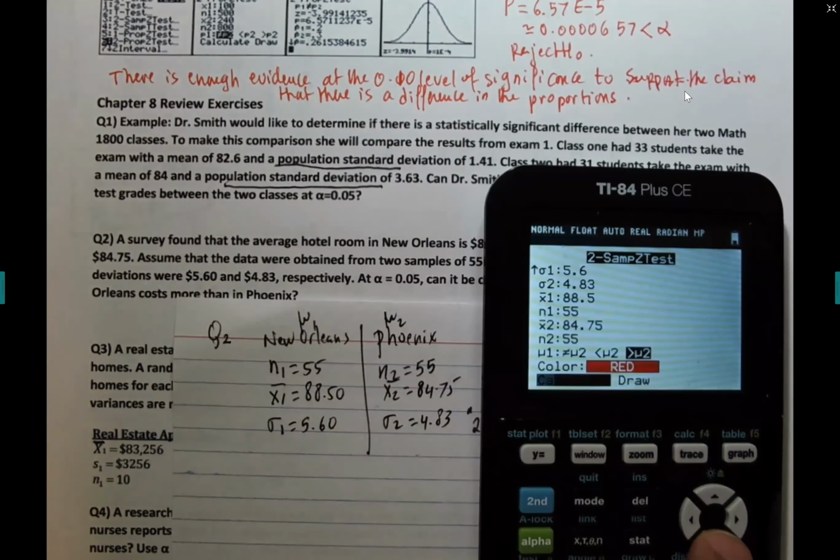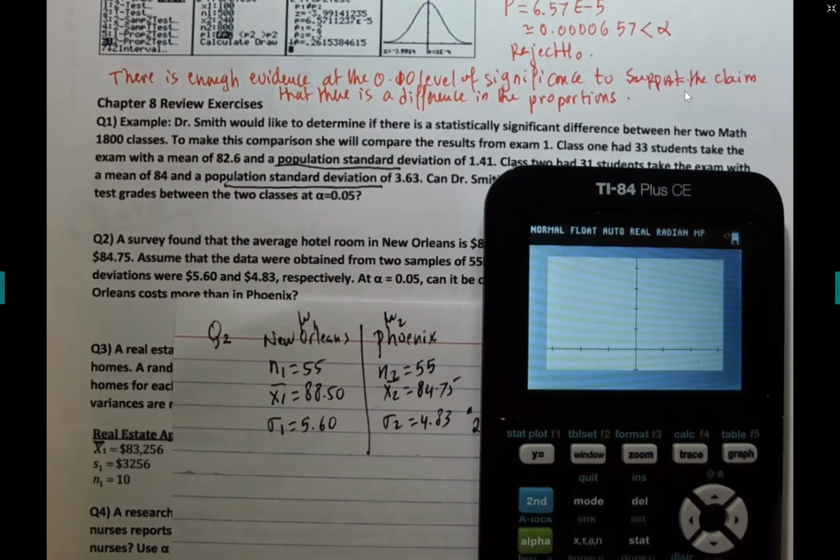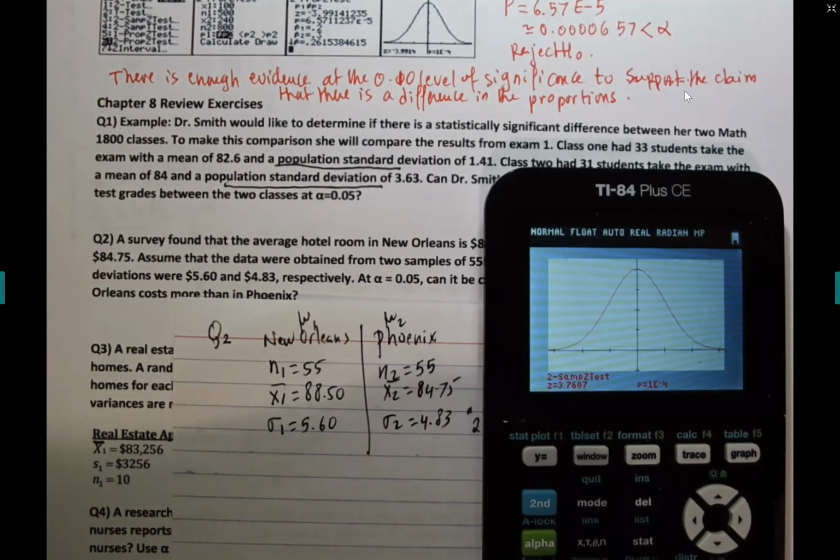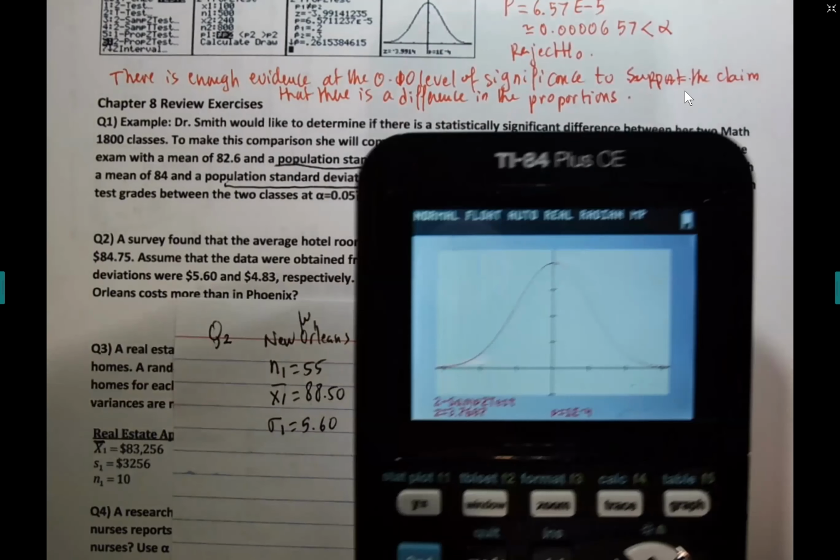Okay, let's do a draw here. And let me show you. It's coming. Okay, Z is 3.76, and the p-value you can see is E minus 4.